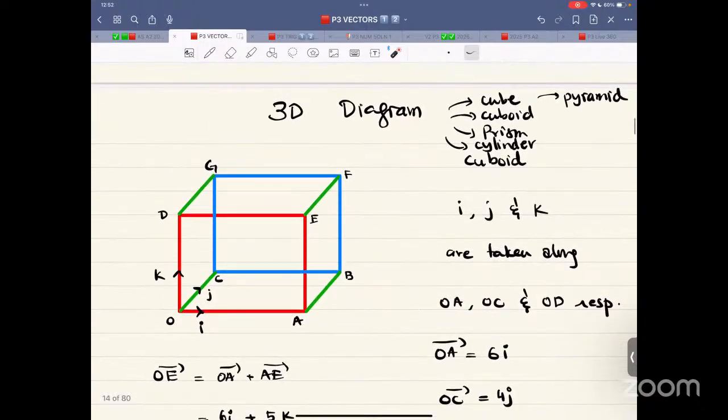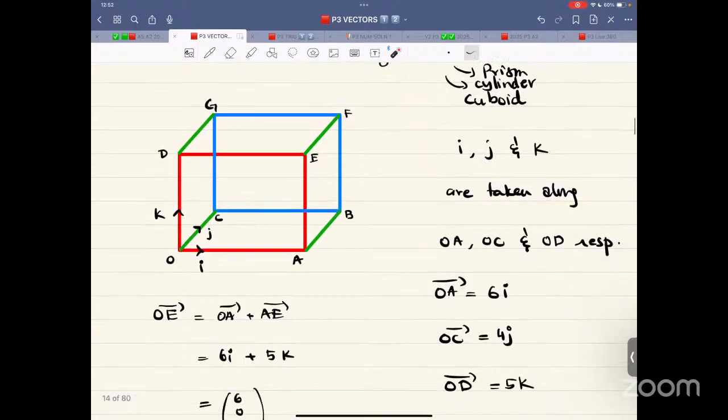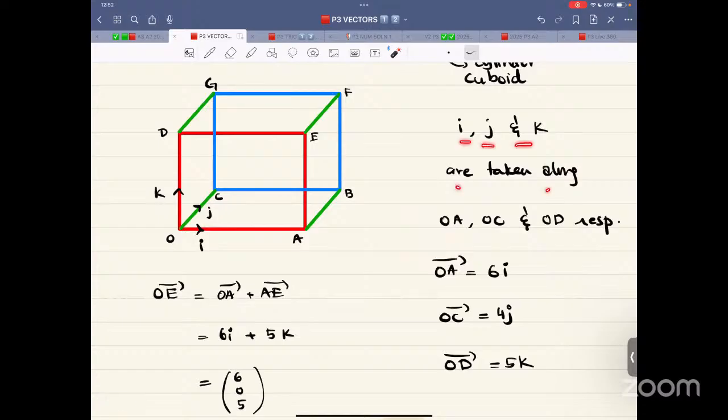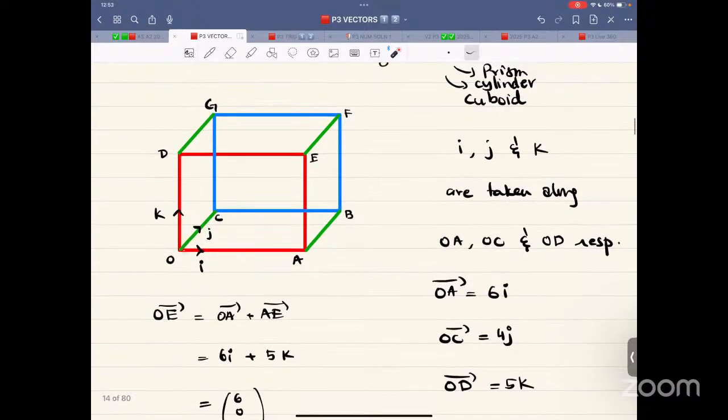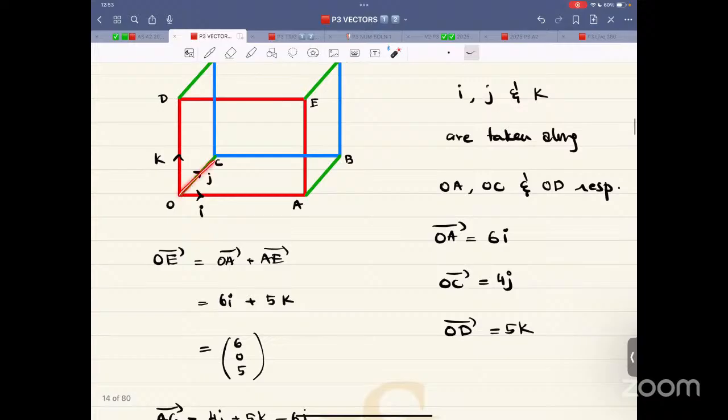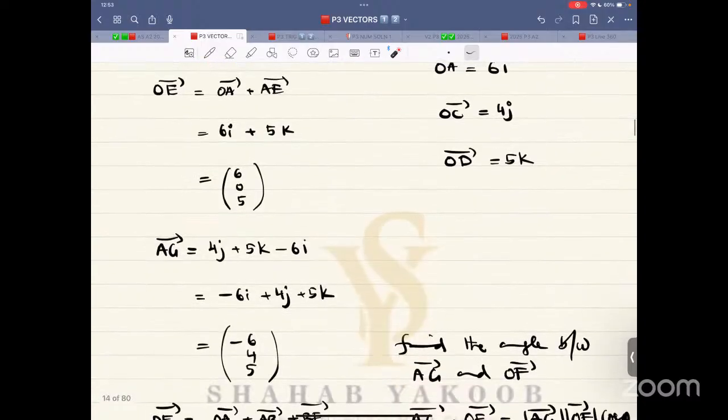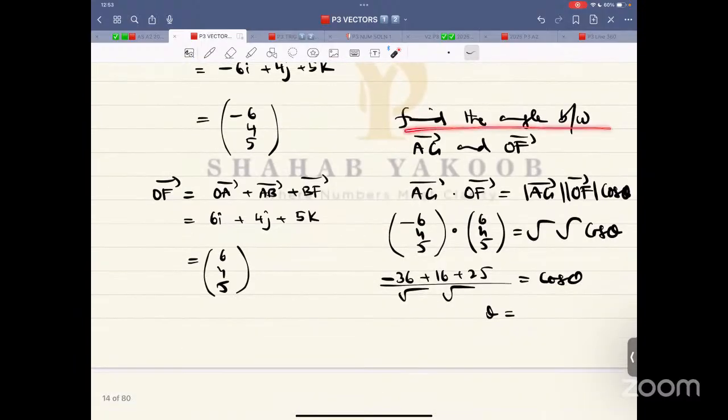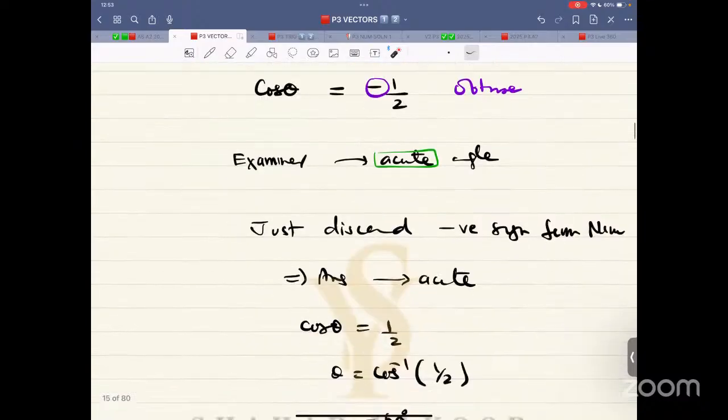3D diagram, it could be about cube, cuboid, prism, cylinder. So I, J, K are taken along OA, OC, OD respectively. Let's say it has a length of 6 units. This is 4 units. This is 5 units. So anything in this direction would be I. Anything in this direction would be J. Anything going up should be K. And opposite direction would be negative. And whatever angle they're asking, just take a walk and evaluate it.